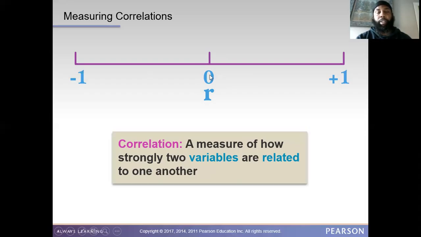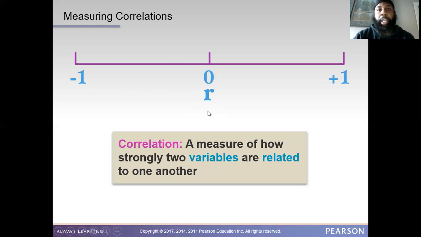In the center is 0. 0 means that there's no relationship whatsoever between these two variables. A might go up, B might do whatever. Or A goes in one direction and B is doing whatever. It means the two variables are not related to each other at all. So if the two variables are not related to each other at all, then there's a 0 relationship.